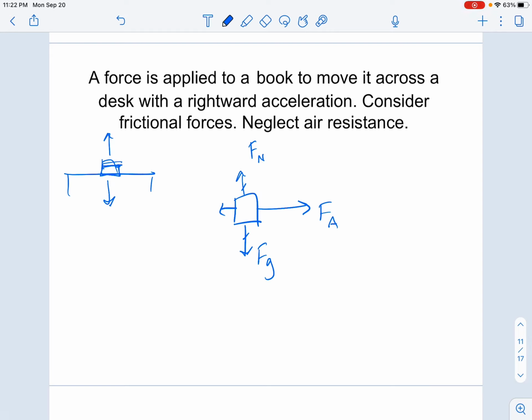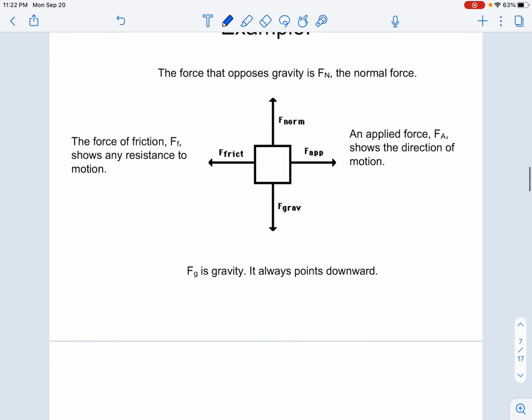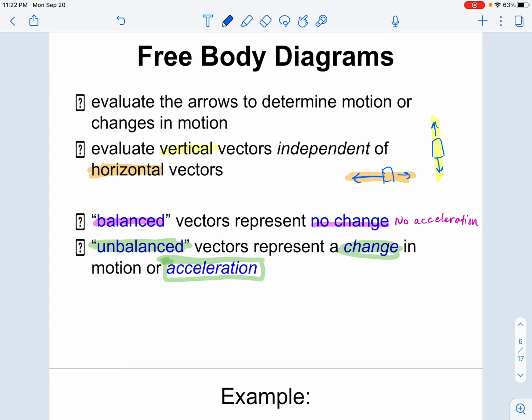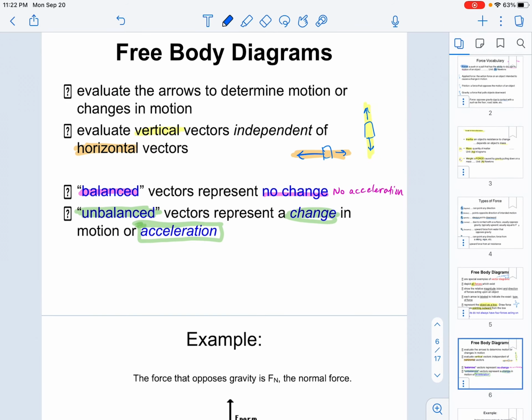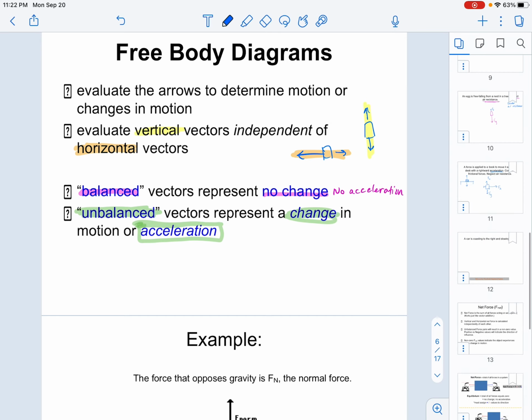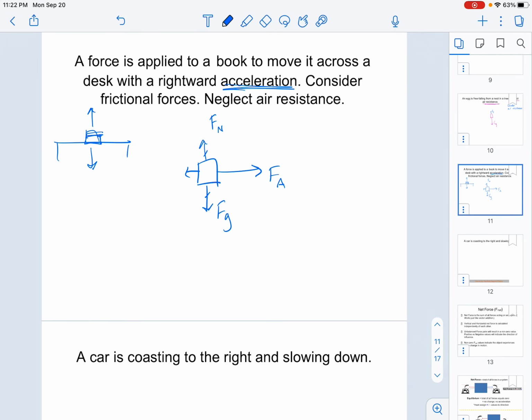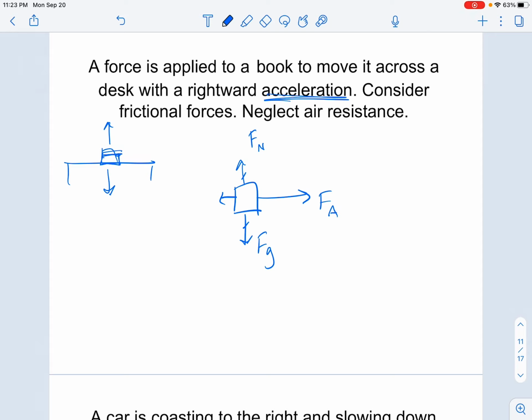We have friction, so friction should be pointed in the opposite direction of the motion. Now, how do you know that friction should be less than, equal to, or greater than the applied force? In this case, it says that it is accelerating. And remember, we said acceleration means unbalanced forces so that the object can experience a change in its motion. So when you see acceleration, that means my forces are unbalanced. And if the acceleration is to the right, then the applied force, which is to the right, must be larger than my frictional force. So there's my free body diagram for this statement.